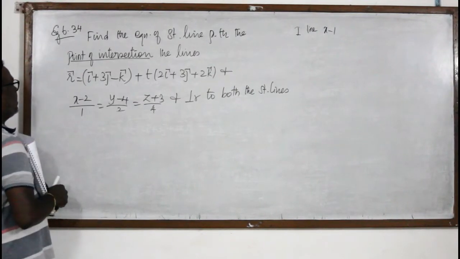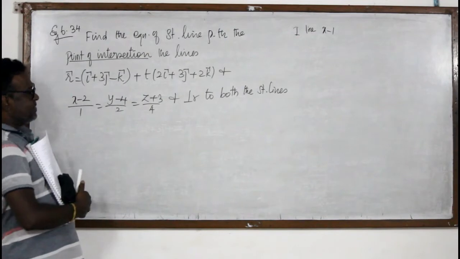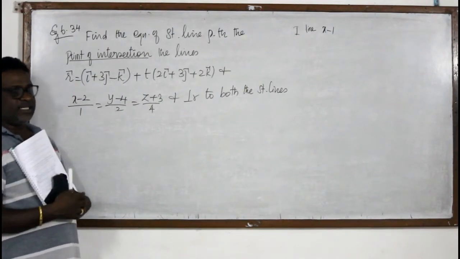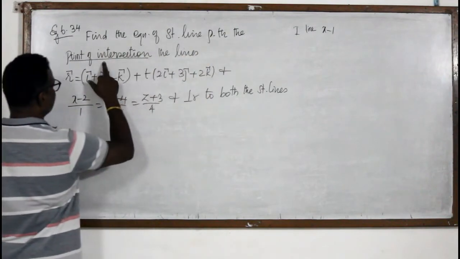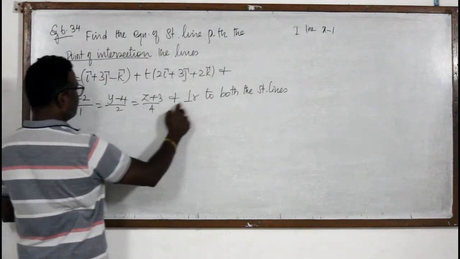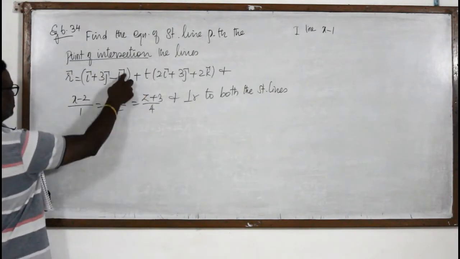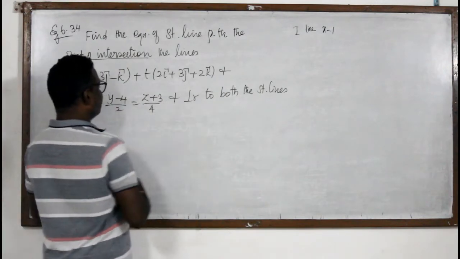Now we shall go for problems related to properties of a straight line, that is using skew lines and the point of intersection. We are going to study some more things. Find the equation of the straight line passing through the point of intersection of these two lines and perpendicular to both the straight lines. So a straight line is passing through the point of intersection of these two lines and it is perpendicular to both lines. That I have to find out.